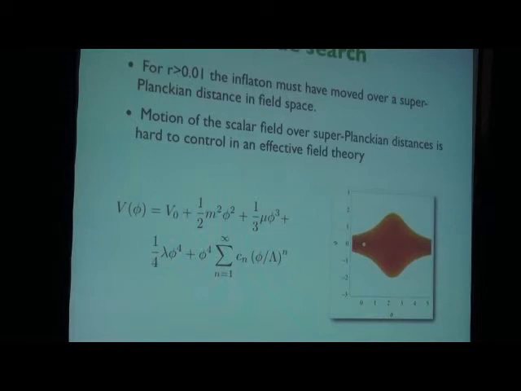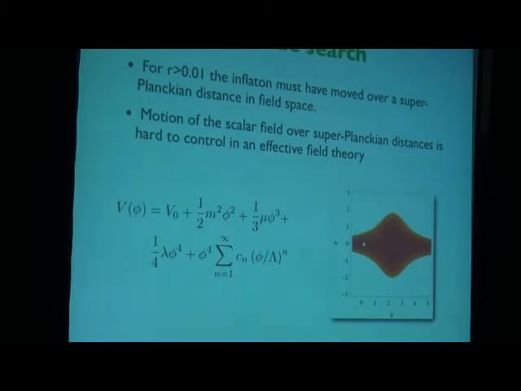Now, one theory reason that makes this interesting is that if you were to measure a tensor to scalar ratio larger than 10 to the minus 2, you know that the inflaton must have moved over a super Planckian distance in field space. This was first shown in papers by Lyth and independently by Turner. The interesting thing about these super Planckian excursions is that they're hard to control in an effective field theory. Many of you have probably heard these arguments, so I'll keep it short, but I wanted to briefly give you a short argument why it's hard.